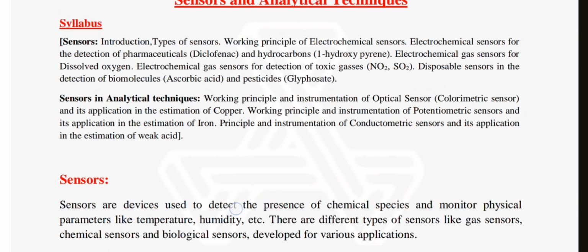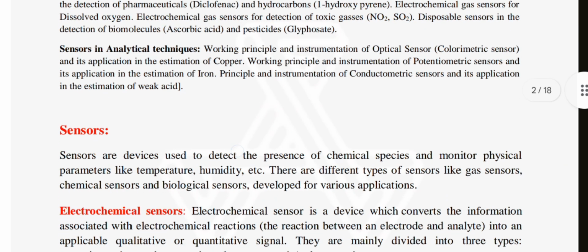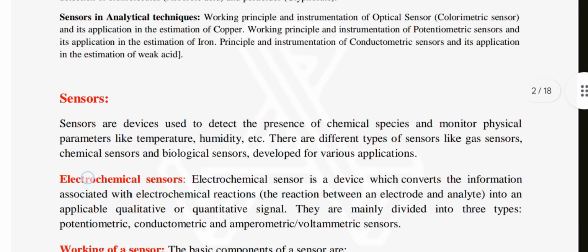Syllabus, Sensors, Introduction, Types of Sensor, Working Principle of Electrochemical Sensor, Electrochemical Sensors for the detection of pharmaceuticals, diclofenac and hydrocarbons, 1-hydroxypyrene. Electrochemical gas sensors for the dissolved oxygen, electrochemical gas sensors for detection of toxic gases, NO2, SO2, disposable sensors in the detection of biomolecules, ascorbic acid and pesticides, glyphosate.